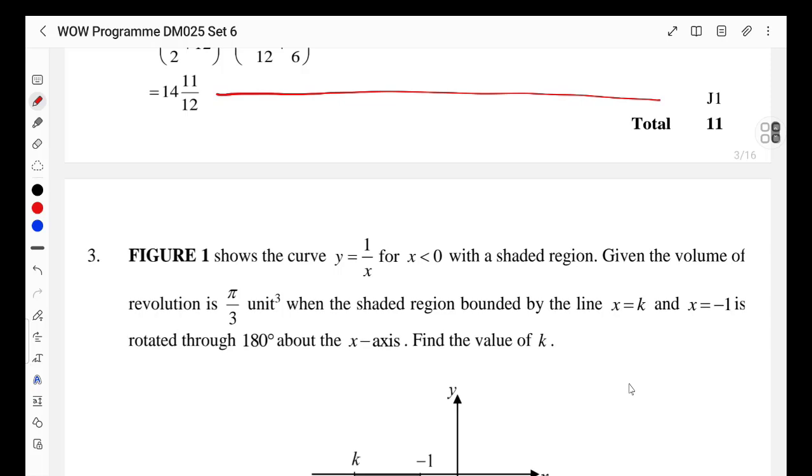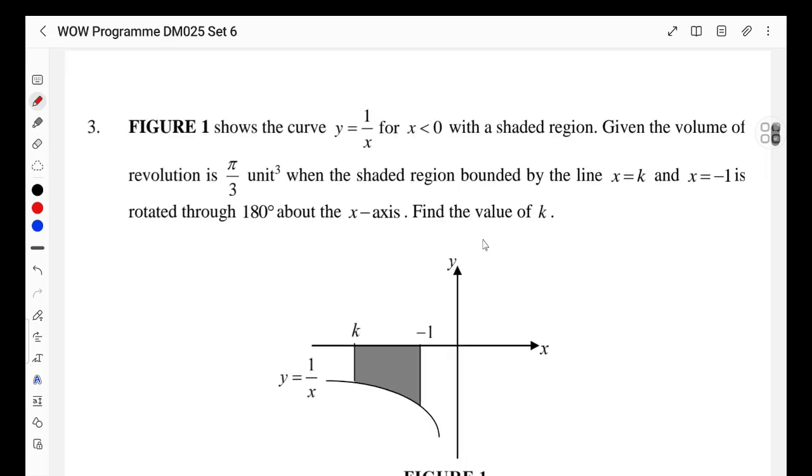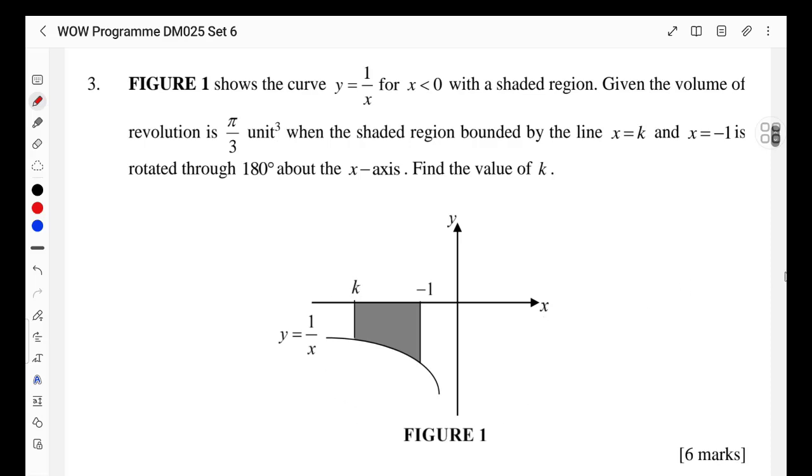So next we look at question 3. Okay, this is your figure 1. Figure 1 shows the curve y equals 1 over x for x less than 0, with the shaded region. Given the volume of the revolution is pi over 3 unit cubed, so your volume here is pi over 3, when the shaded region bounded by the line x equals k and line x equals -1 is rotated through 180 degrees about the x-axis. They want you to find the value of k. We have 6 marks here.